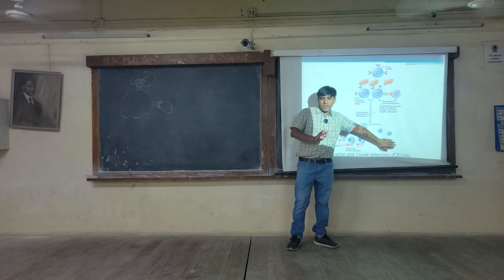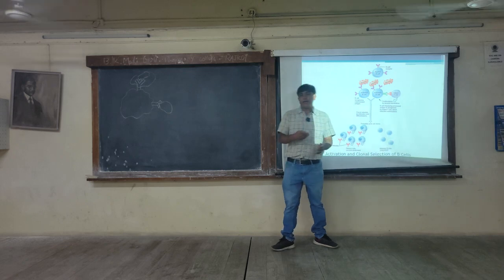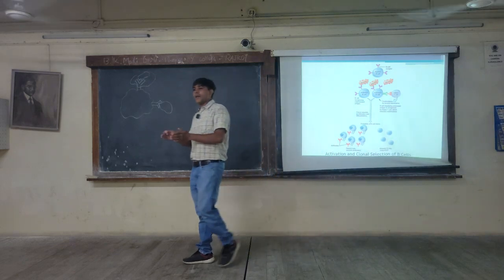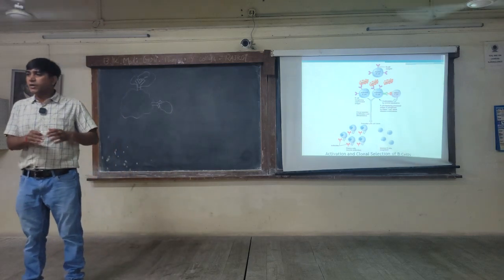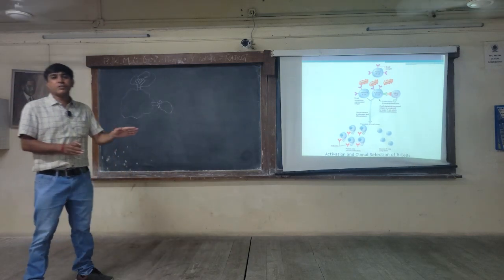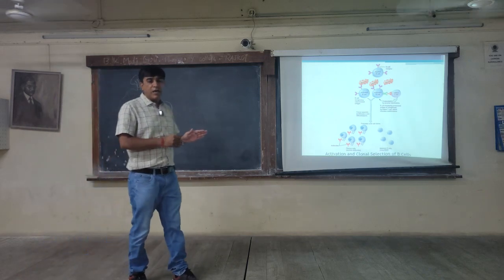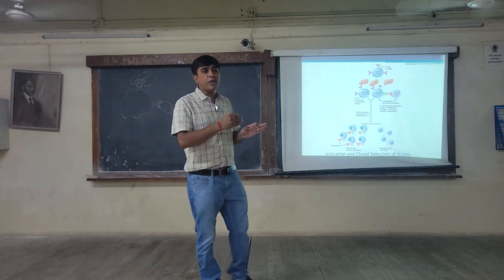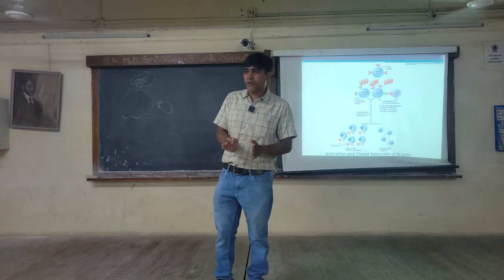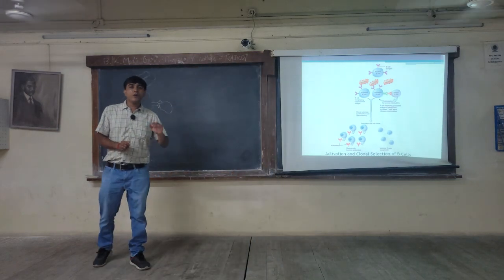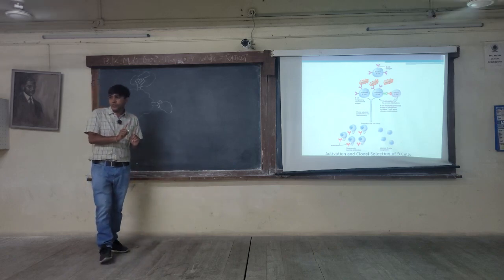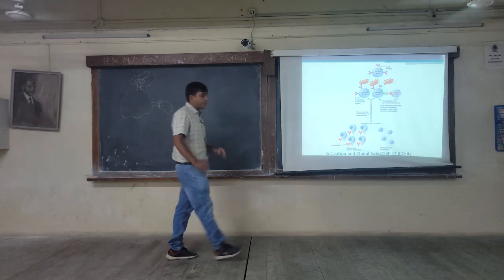This will remain as a memory cell, and on the subsequent attack of the same antigen, they will get activated. They will multiply and they will produce more number of antibodies against the same antigen. And this is the reason why a number of diseases do not infect a person a second time in a lifetime. For example, chicken pox will only occur once during the entire lifetime.